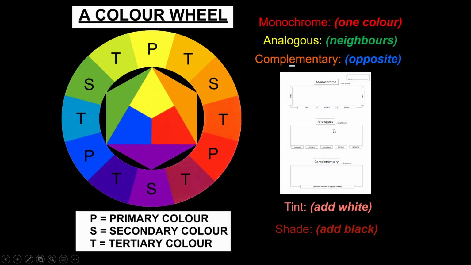In the second part, analogous and neighbours. Have a primary colour here and a primary there. What's the secondary in the middle? And try and blend through the tertiary colours. And finally, two complementary colours, maybe blue and orange. Do they blend? Have a go.